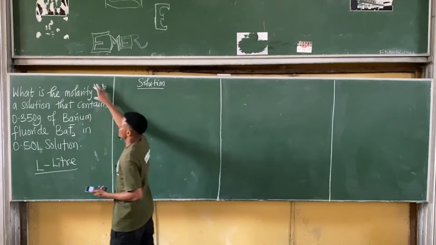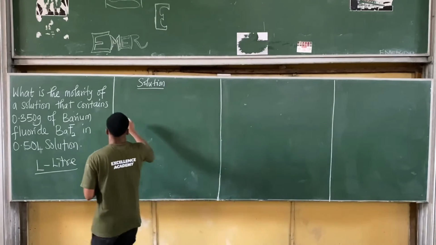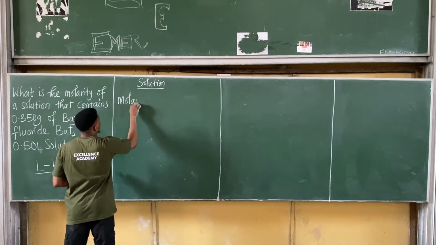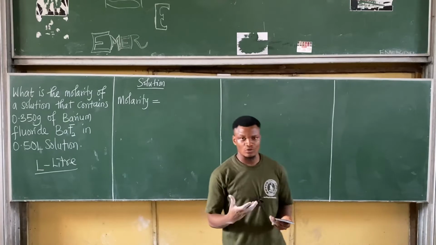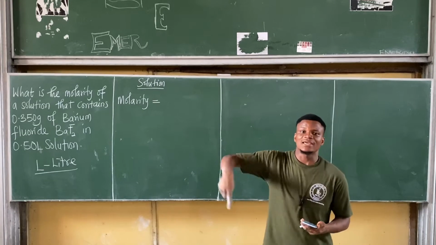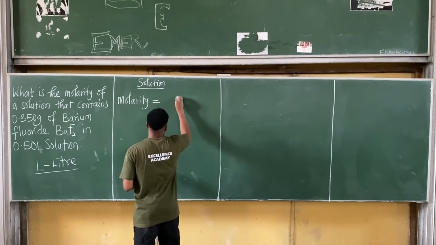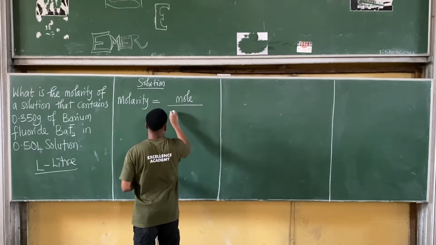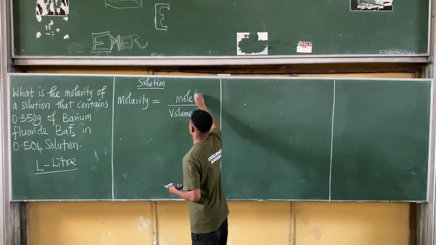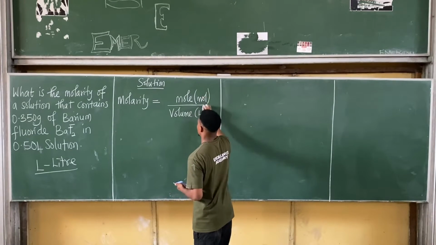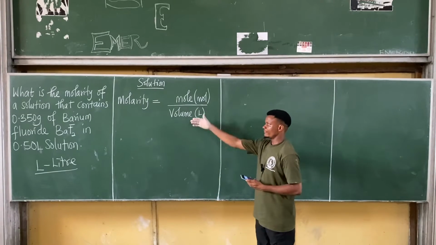They mentioned molarity. So first things first, what is molarity? Molarity is simply equal to the ratio of the number of moles of a compound in a liter of a solution. So it's simply equal to mole over volume in liter. The unit for mole is, of course, mol, then volume in liter.